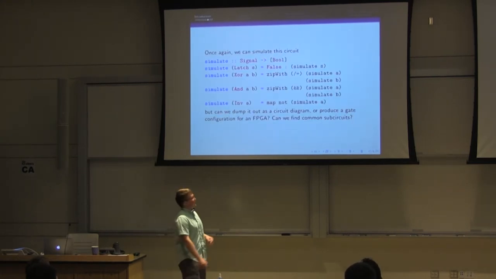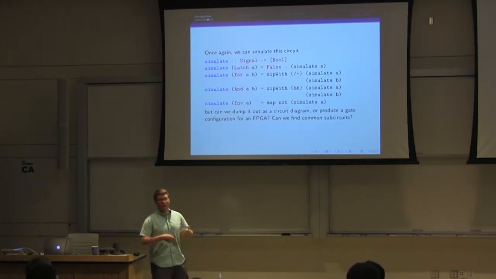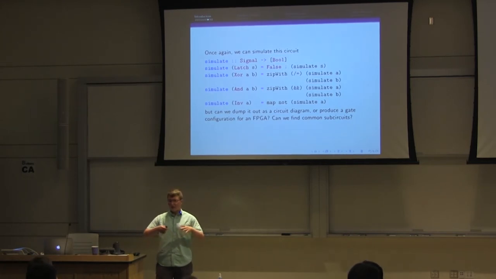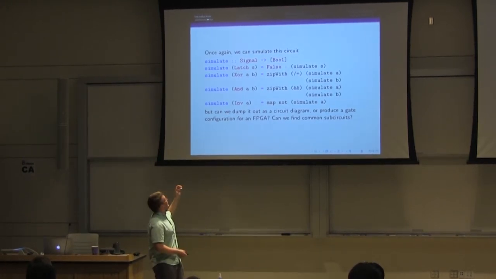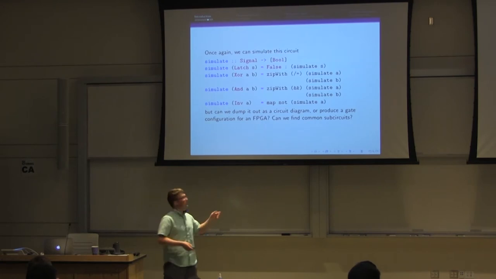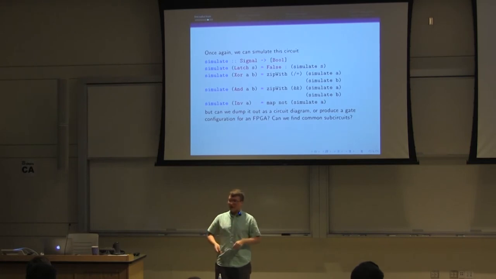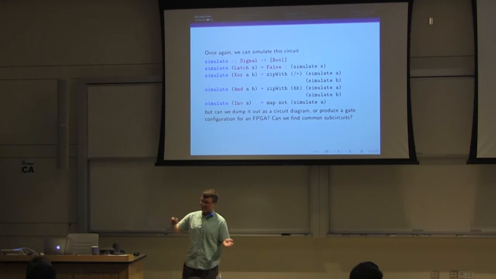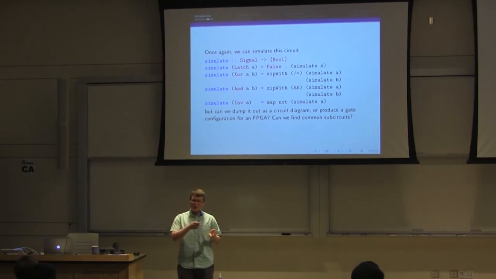It's fairly simple to run those. The idea is that we represent signals as infinite sequences of Booleans. If we have a latch, we start with a false, and then we evaluate whatever is passed to the latch. If we have a XOR, we apply XOR to both components. And because of Haskell laziness, as long as a signal doesn't refer to itself directly, but rather goes through a latch, things are just going to work out and everything's going to run.